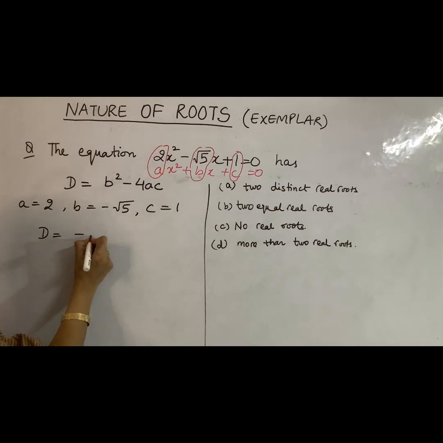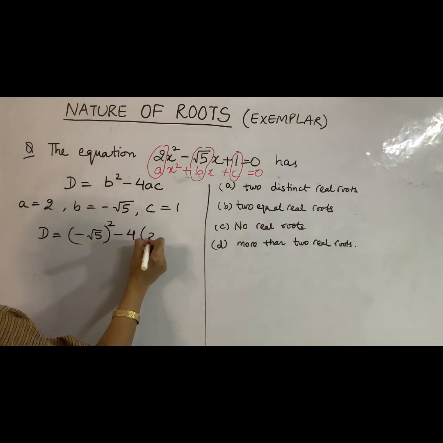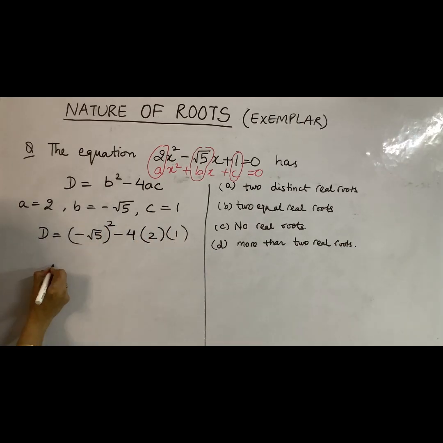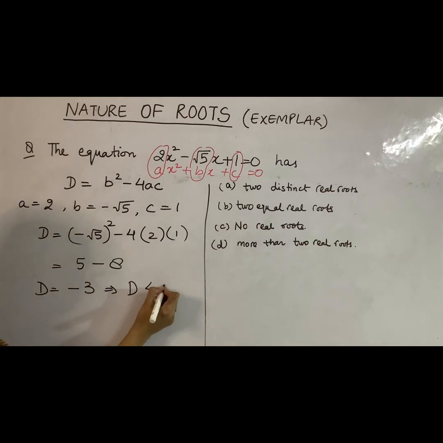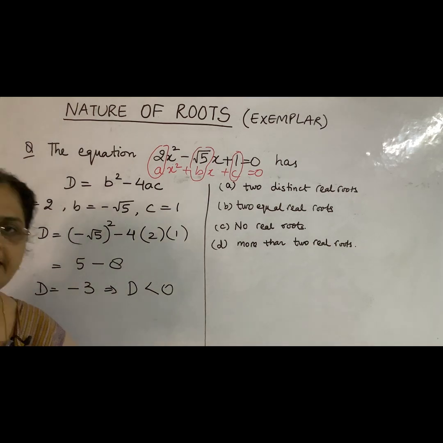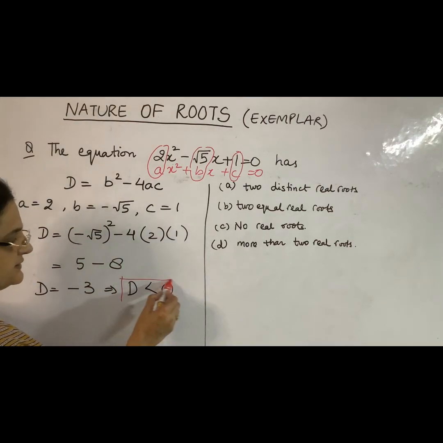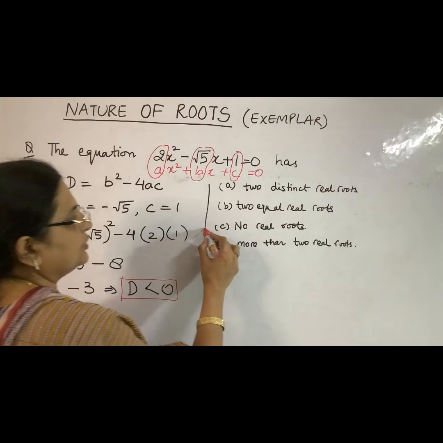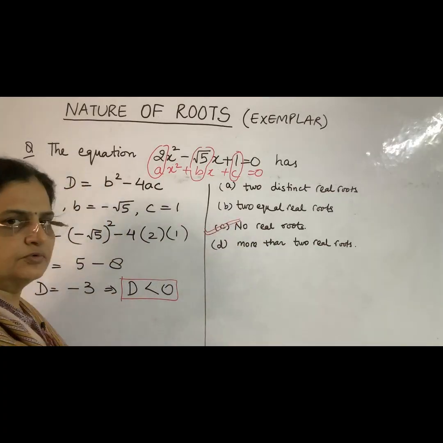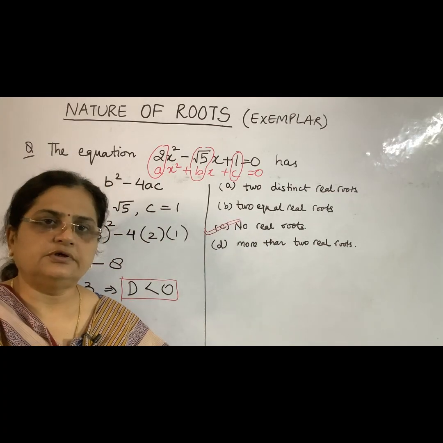So b square means minus root 5 whole square, minus 4ac. So this is 5 minus 8. So D comes out to be minus 3, or D is less than 0. Negative means it is less than 0. And we have already noticed that if D is less than 0, then the equation will have imaginary roots, or it will have no real roots.